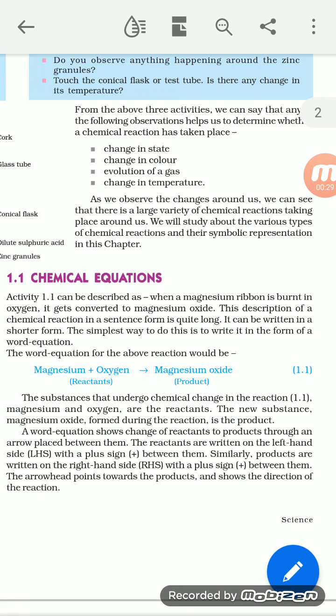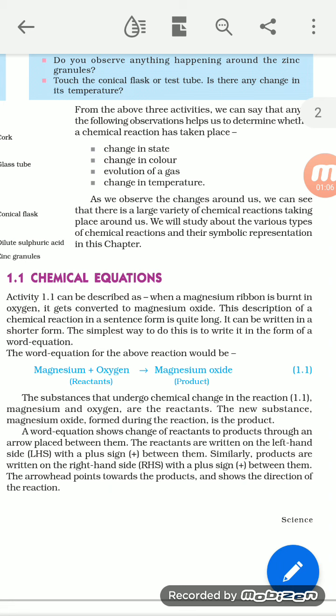Next, the topic is the chemical equation. Activity 1.1 can be described like this: a magnesium ribbon is burnt in the presence of oxygen, and magnesium oxide is produced. So when a magnesium ribbon is burnt in oxygen, it gets converted to magnesium oxide. This description of a chemical reaction in sentence form is quite long. When we say it like this, the sentence becomes quite long.